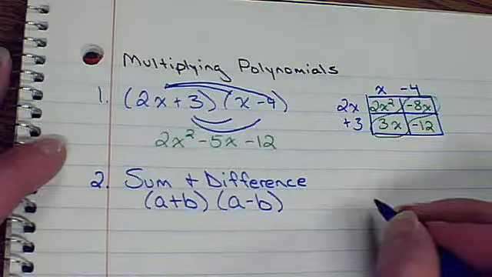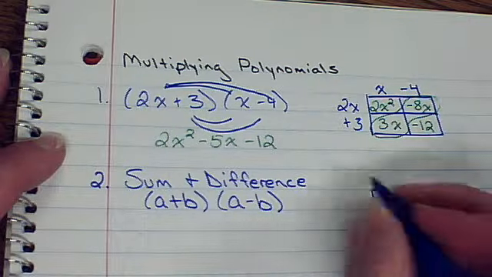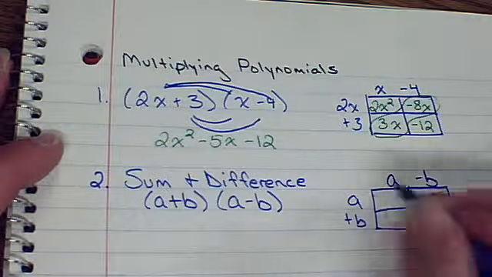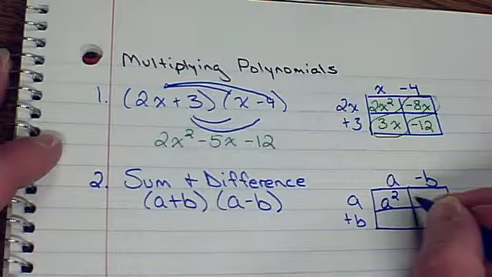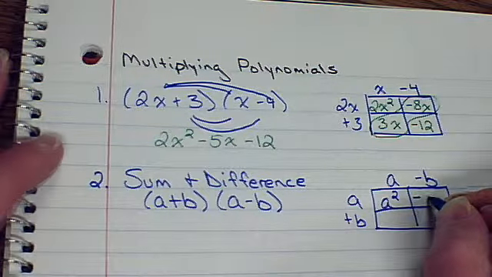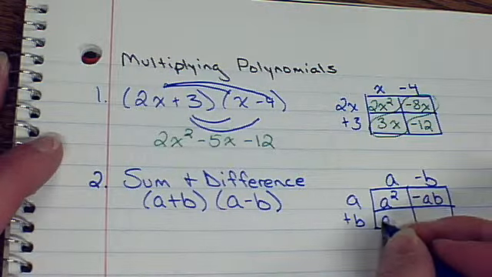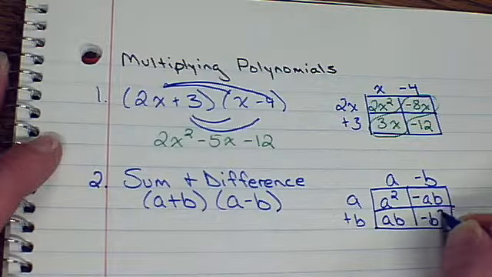Now, if we use this to multiply it out, a plus b, a minus b, a times a is a squared, a times negative b is going to be negative, and usually in math we write it in alphabetical order, ab. B times a is going to be ab. B times negative b is going to be negative b squared.